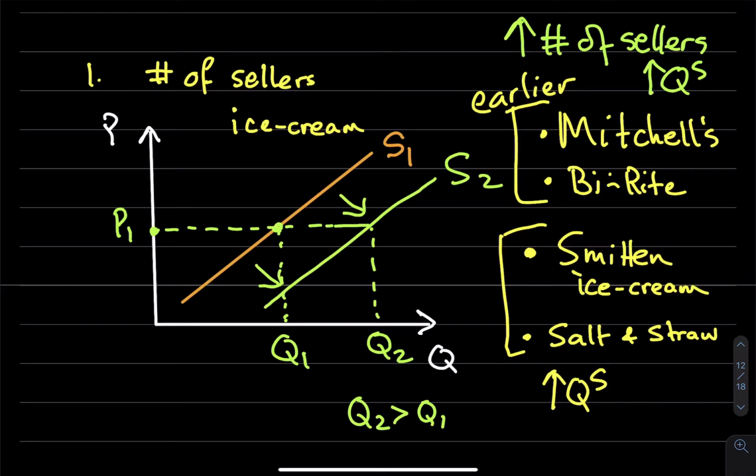You could think about the opposite scenario, which is a decrease in the number of sellers. If Bi-Rite found it very difficult to survive in San Francisco, well, that's never going to happen. But let's say Salt and Straw found it very difficult to survive in San Francisco because of high rents. Then the quantity supplied will decrease if they relocated to another city, and the supply curve would shift to the left.